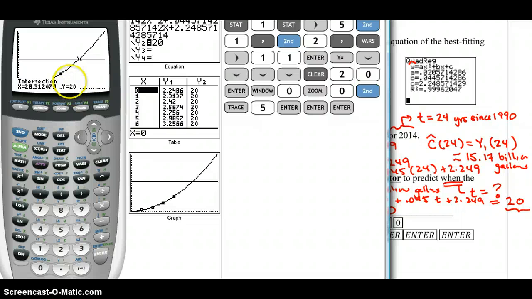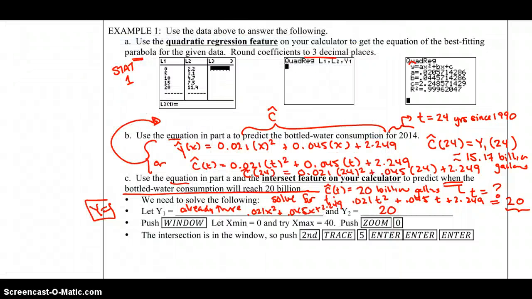If we round that off to about the nearest year, as the homework probably will, about 28. Okay, so that intersection point is about 28, 20. Where this was years since 1990, and this was in billions of gallons. So we were asked to use the equation to predict when that would happen. 28 years after 1990 would be the year 2018.